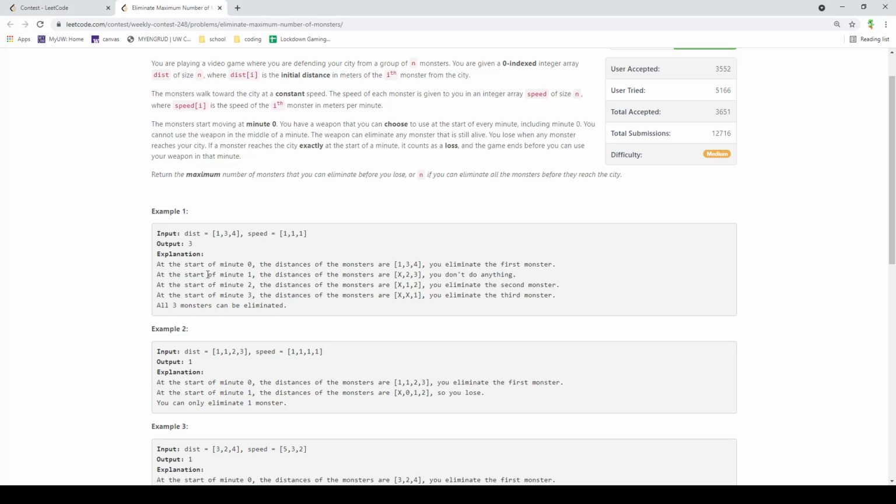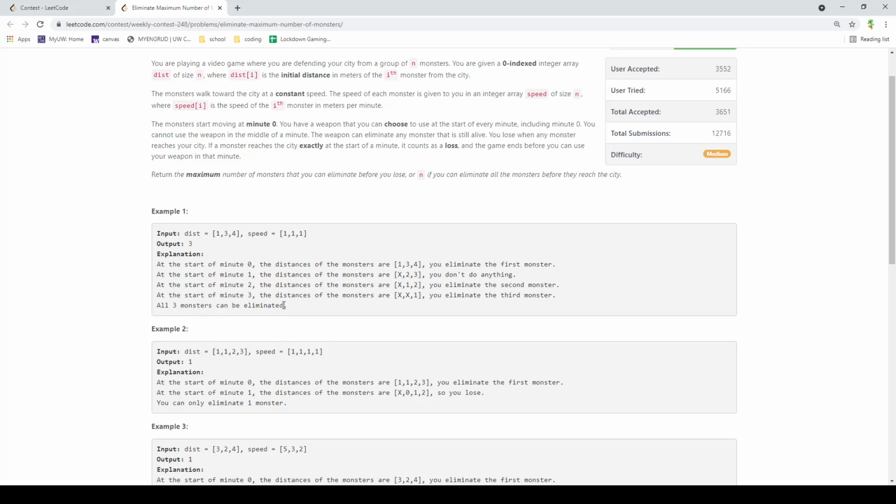So, for example, in this first test case here, in the first second, you should kill this monster, because after 1 second, this monster will reach your city because it's 1 meter away and moves at 1 meter a second. So at, sorry, not seconds. I think they record it in minutes, but it doesn't really matter. So I'll just use minutes from now on. So, yeah, at the start of minute 0, you have to kill this first monster.